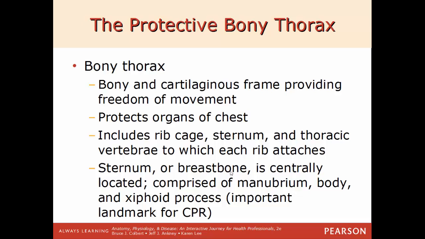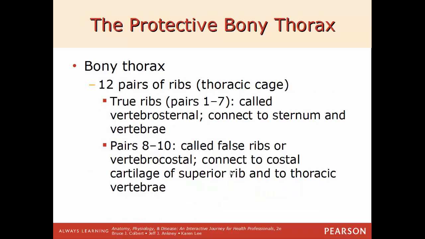Now, the sternum, or the breastbone, is in the center of the thorax. There are 3 main parts of the sternum: the manubrium, which is the top part, the body, which is the middle, and then the xiphoid process, which is the pointy part at the end, which is also an important landmark to be able to perform CPR. There are 12 pairs of ribs. This is also known as the thoracic cage. The true ribs are the first 7 pairs.